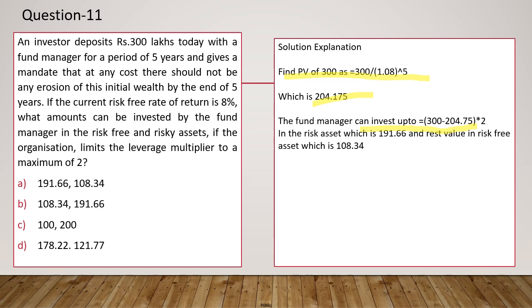So this 300 is your portfolio value, 204.75 is your floor value. So this minus this into 2, which is your multiplier. So you will have 191.66 as the investments in risky and 108.34 as the investment in risk free. Since we are being asked what is risk free and what is risky, we go ahead with this particular answer, 108.34 and 191.66.